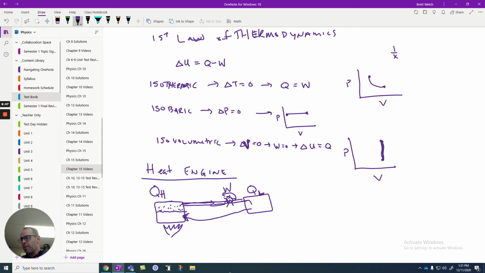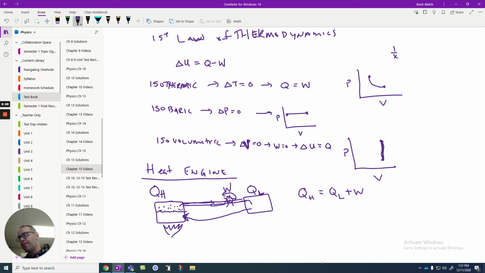We use them in coal-fired power plants. All they do is boil water. Just like nuclear power plants, their goal is to boil water. And that's how we produce our electricity. So this is an example of a heat engine. At the end of the day, we end up with this assumption that QH will equal QL plus any work done as a part of the system.